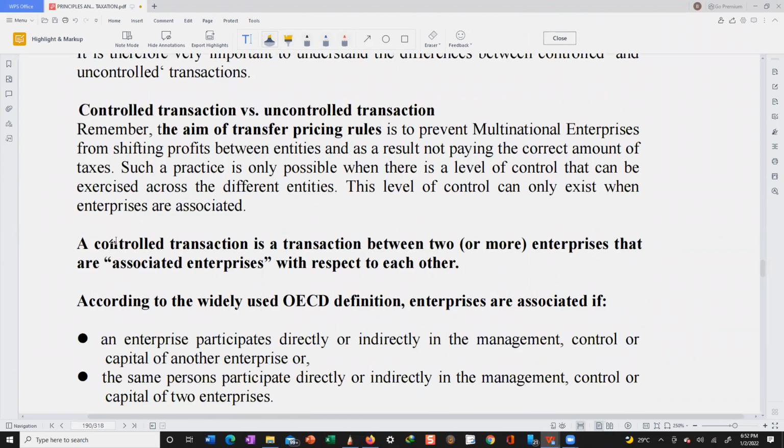Remember, the aim of transfer pricing rules is to prevent multinational enterprises from shifting profits between entities and, as a result, not paying the correct amount of taxes. Such a practice is only possible when there's a level of control that can be exercised across different entities. This level of control can only exist when enterprises are what? Associated. Okay. Now, a controlled transaction is a transaction between two or more enterprises that are associated enterprises with respect to each other. So already, if you know enterprises who are associated, then any transaction between the two of them becomes an associated enterprise transaction or a controlled transaction.